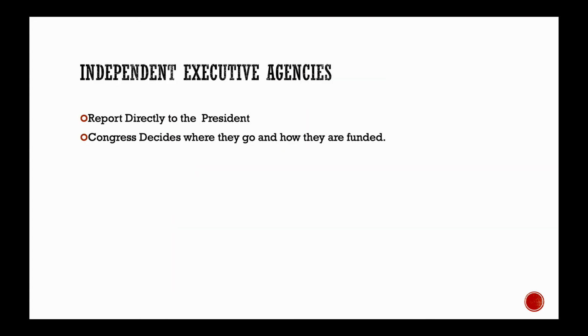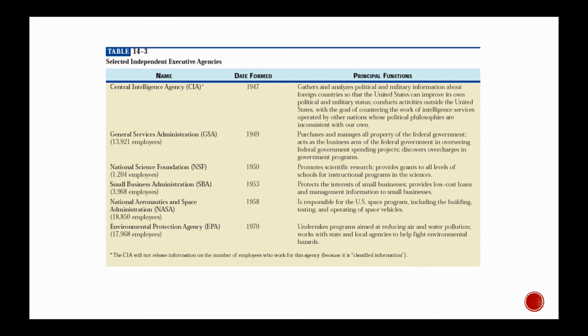And so independent executive agencies are our next kind of agency. These are agencies that report directly to the president, but Congress decides where they go, sort of how they fit into the structure, and how they're funded. So what are independent executive agencies? Well, these are things that the president has pulled out of cabinet agencies, basically. So the best example of this on this page is NASA, right? The National Aeronautics and Space Administration.